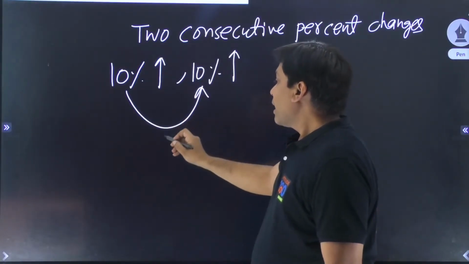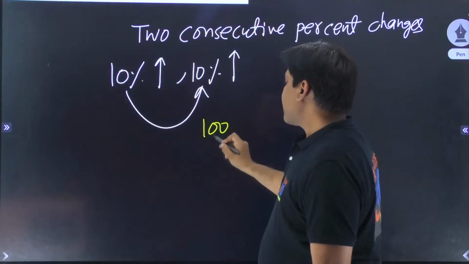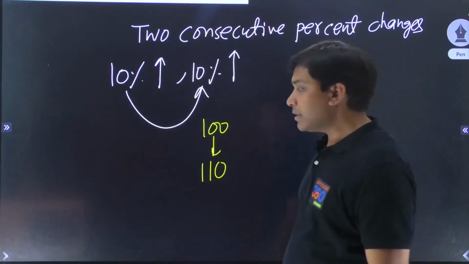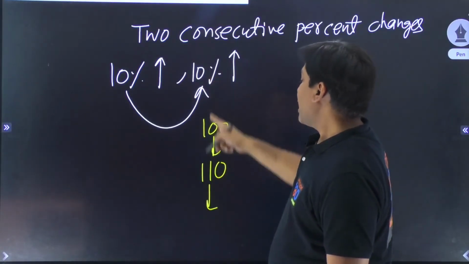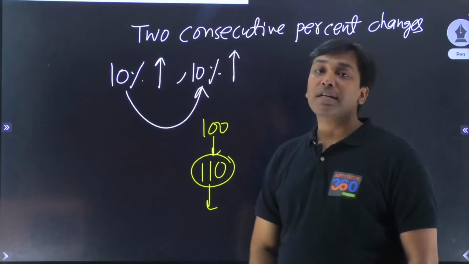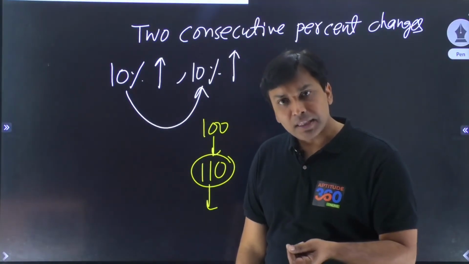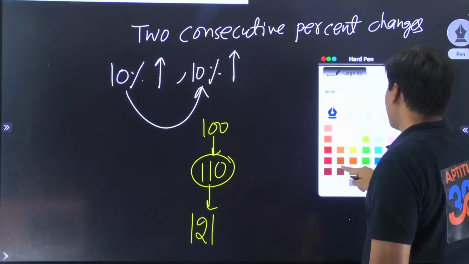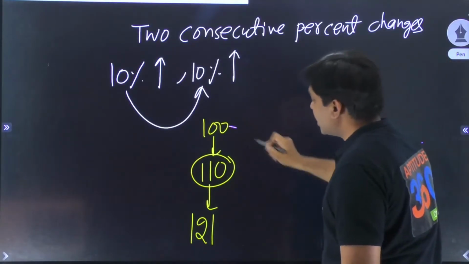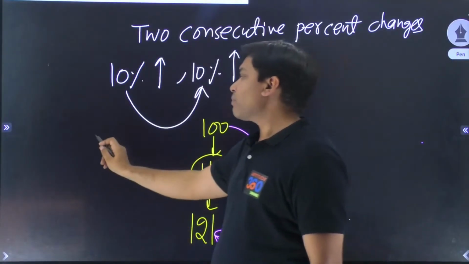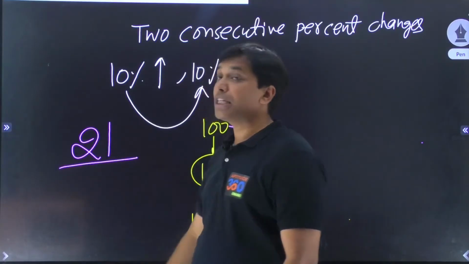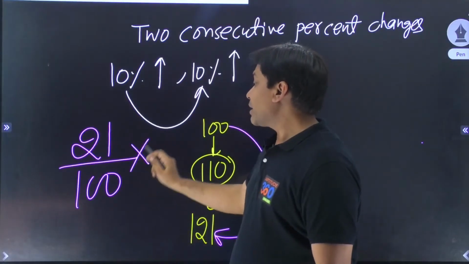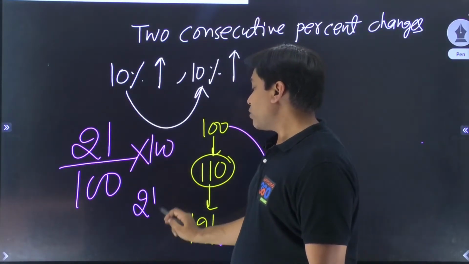So if I take the population of the village as 100, in the first year it is increasing by 10%, so it becomes 110, and then in the second year you will have to take 10% of 110. What is 10% of 110? 11. If 11 is added, it becomes 121. Now what we have to find out is, effectively in these 2 years, by what percent has the population changed? By how much did it increase? By 21. The original value is 100, so 21 upon 100 into 100. This one is coming out as 21.